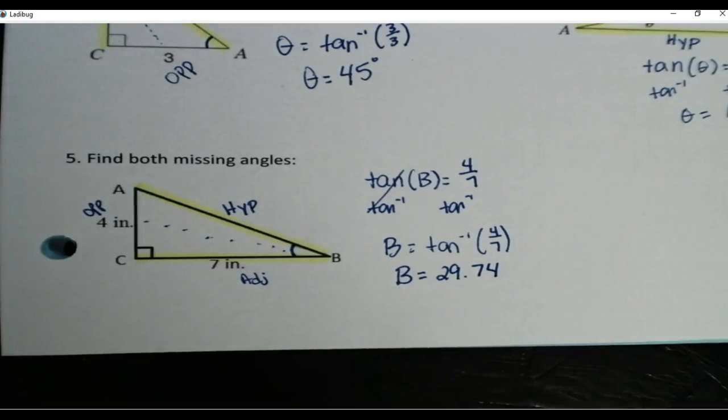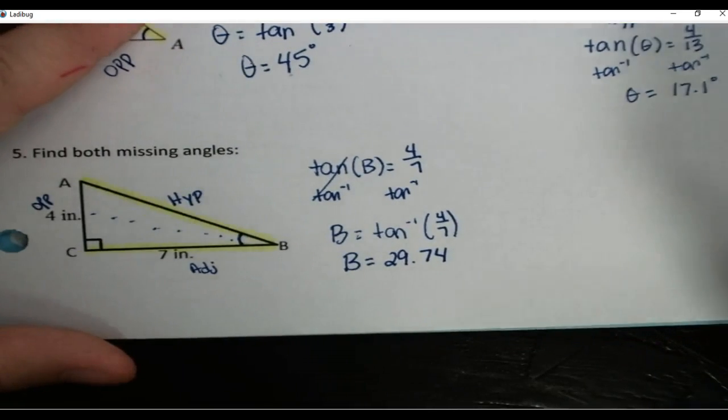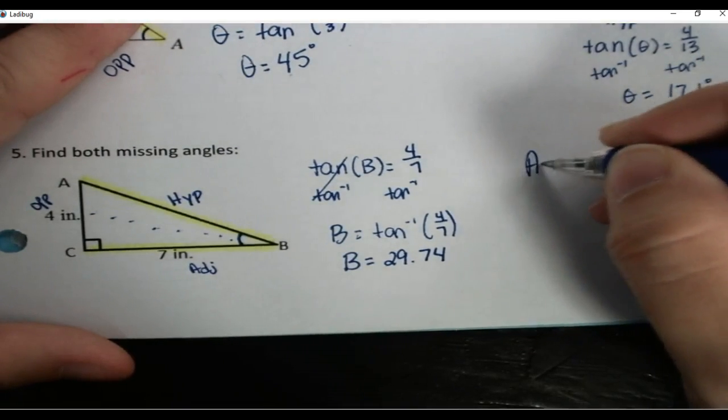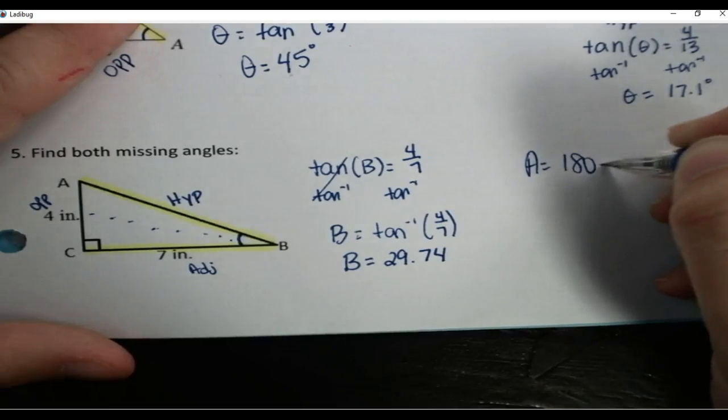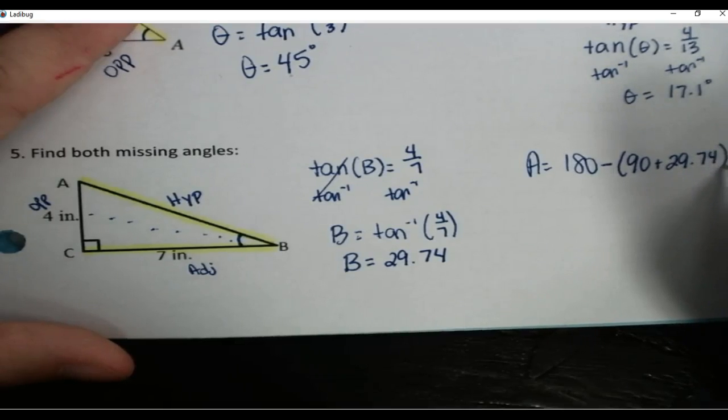So, do I have to do trig in order to find A? No. Why? Good, because we know all of the angles of our triangle should add up to be 180. So I can say A equals 180 minus 90 plus 29.74.